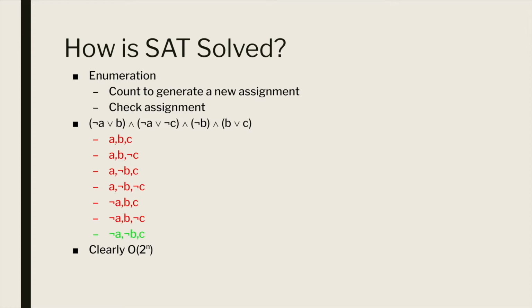Now that we've covered what the SAT problem is and why it's important to computer science through NP-completeness, we want to cover how SAT problems are actually solved. Now, the first most obvious way to tackle this is through enumeration, where every possible assignment of the variables is generated until one is found that satisfies the formula. Since there are n variables and each can hold one of two values, true or false, clearly this takes on the order of 2 to the power of n time.